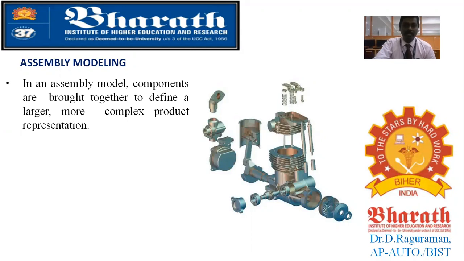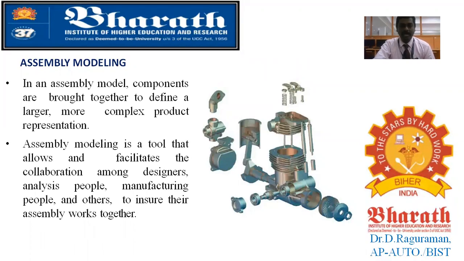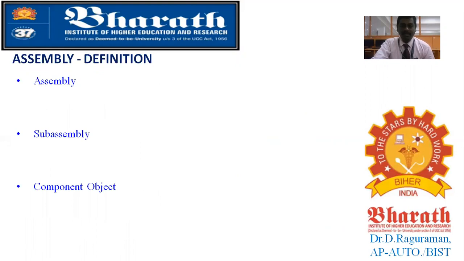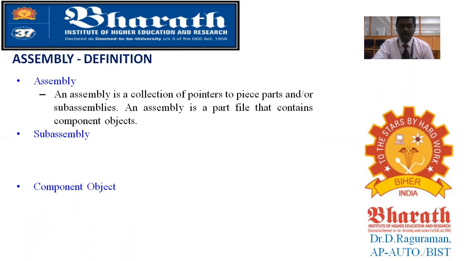In an assembly model, components are brought together to define a larger, more complex product representation. Assembly modeling is also a tool that facilitates collaboration among designers, analysis people, manufacturing people, and others to ensure the assembly works together. In assembly, these three definitions must be known: what is an assembly, what is a sub-assembly, and what is a component object. An assembly is a collection of pointers to piece parts and or sub-assemblies. An assembly is a part file that contains component objects.